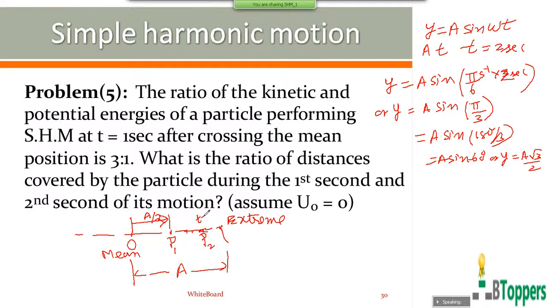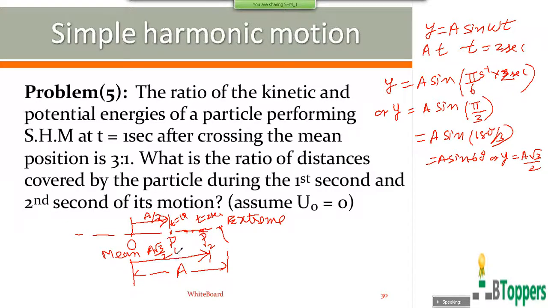That means, let P2 be the position of the particle at t equal to 2 seconds. P1 is the position of the particle at t equal to 1 second. So distance from mean position to the position P2 of the particle at t equal to 2 seconds is a root 3 by 2.